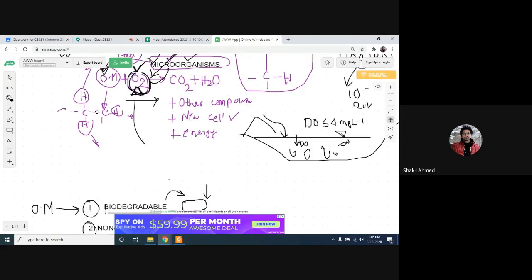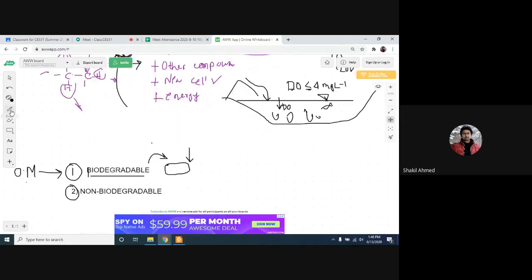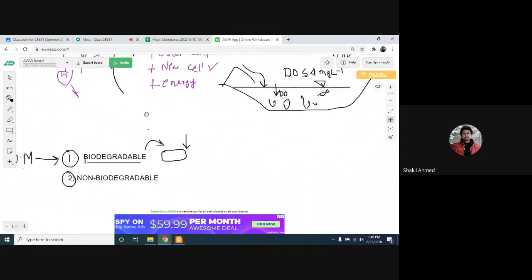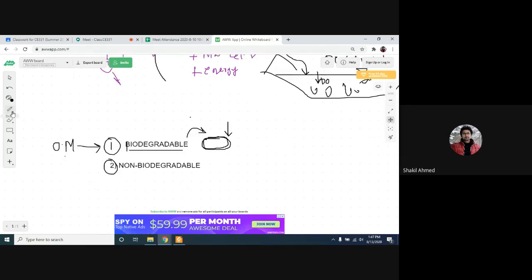Why do you put your food in refrigeration? Because you decrease the temperature so that the microorganisms cannot work in lower temperature. That's how you save your food from rotting down. Okay, so that's an example. Mango is an example of biodegradable organic matter. This is of course an organic matter.